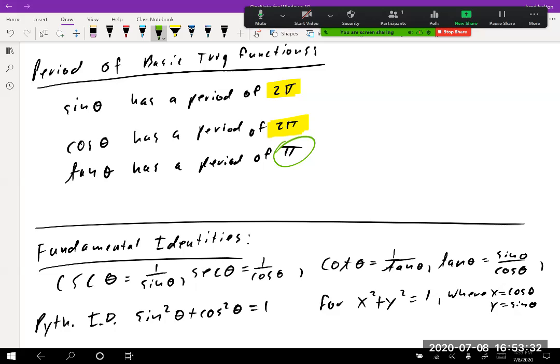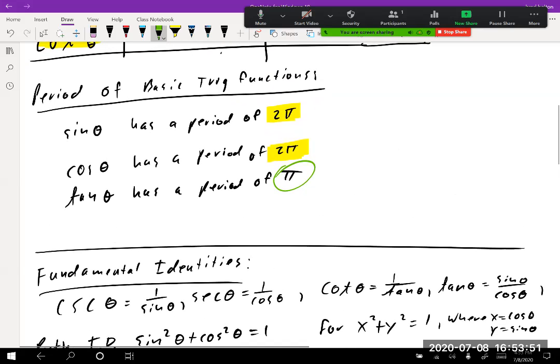Now, again, this is just the base functions. If you start changing the problem and putting in things like 2 theta or 4 theta minus 8, then obviously the periods will change accordingly. Okay. Some more information.